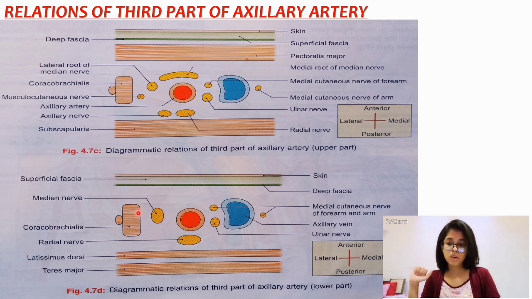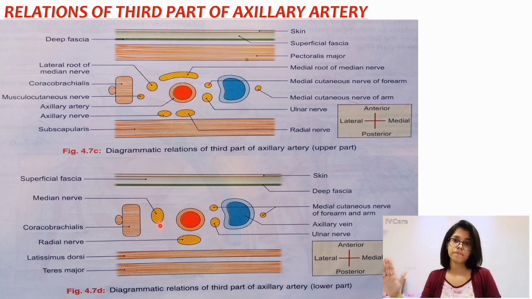Going to the lower part of this artery, the medial root and the lateral root of median nerve join to form the median nerve that comes in the lateral relation of the lower part of the third part of the axillary artery. So we are done with the relations.